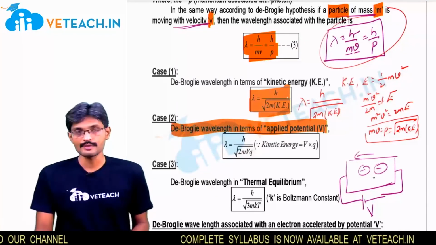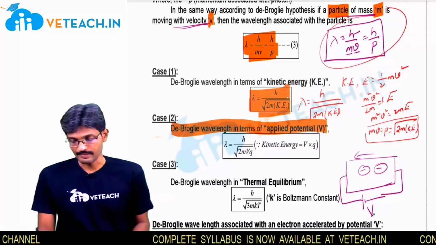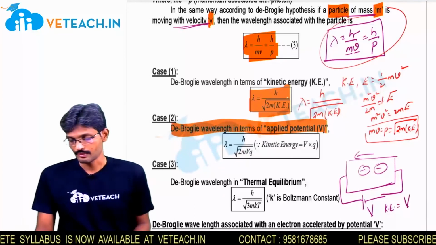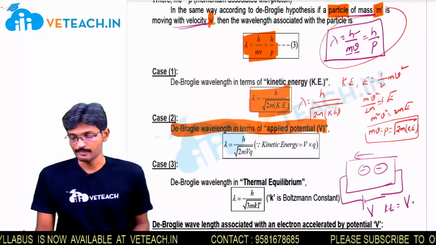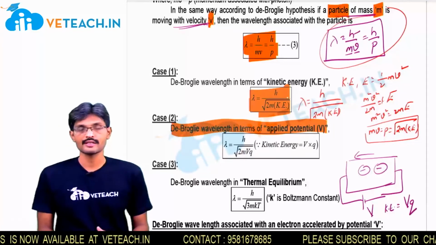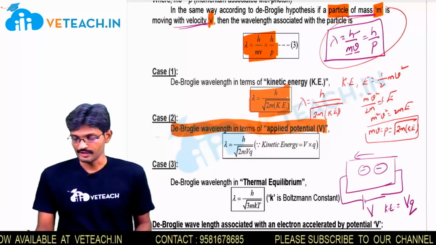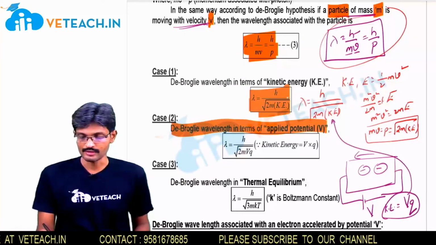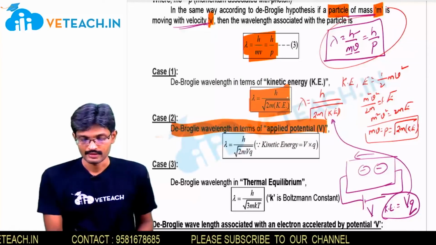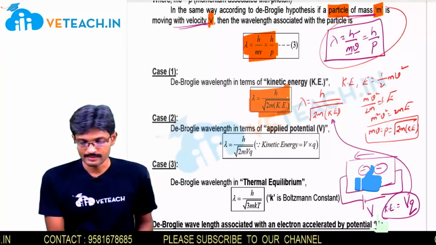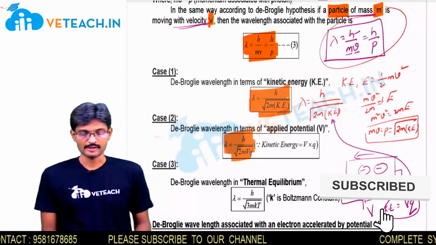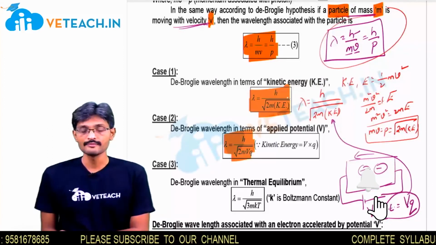The kinetic energy attained by this electron due to the applied potential capital V can be given as: kinetic energy is equal to the product of the applied electric potential and the charge of the carrier. If we substitute the kinetic energy VQ in this equation, we have the de Broglie wavelength in terms of the applied potential, which is given as lambda is equal to h by square root of 2mVQ.